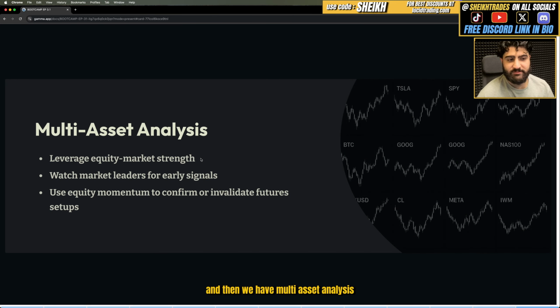And then we have multi-asset analysis. A multi-asset analysis is where you also see me do that a lot on stream, where I'm looking at SPY, I'm looking at NVIDIA, I'm looking at Tesla. Because remember, the NQ is an index. It's being moved by other things. It's being moved by NVIDIA. It's being moved by equities. It's being moved by crypto.